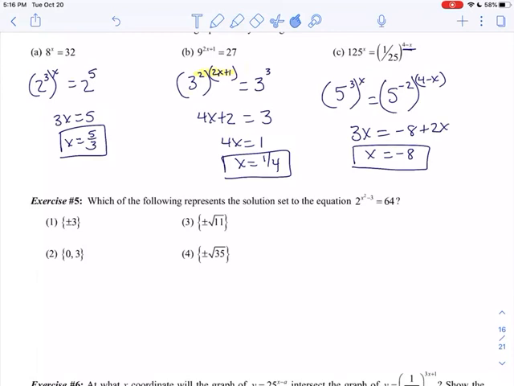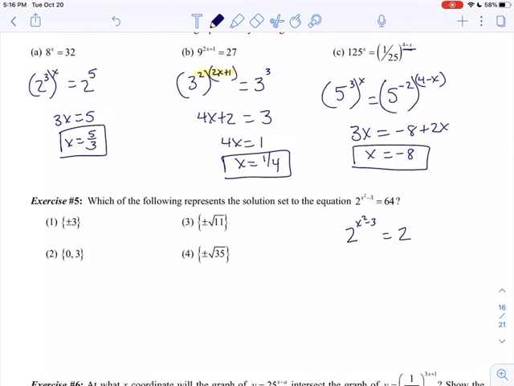So definitely getting a little trickier. We're going to practice these again tomorrow. Make sure you're comfortable with them. But you're basically getting a common base. Most bases we use are 2, 3, or 5. And once you have a common base, then you can just set those exponents equal to each other.